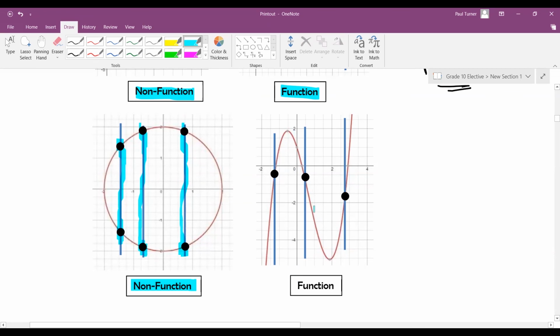And for the cubic, this is your cubic graph. When you draw your blue lines here, we'll cut the graph only once, which makes it a function. Okay, not that hard, is it? Understandable?